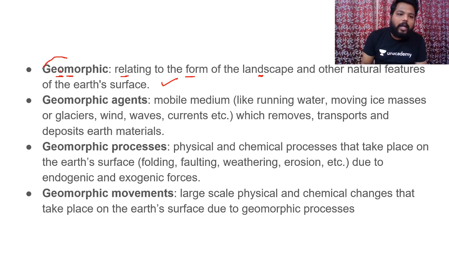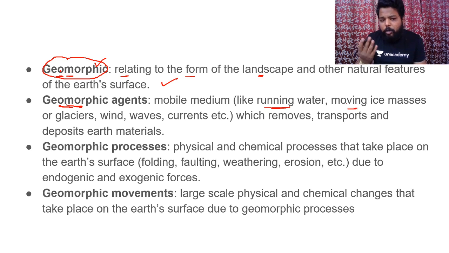So you can explain those particular things on the basis of this particular keyword called geomorphic. Next keyword is geomorphic agents. What are the geomorphic agents? What are the external geomorphic agents? It might be running water, it might be an ice mass moving as a glacier. It might be wind, oceanic waves, or oceanic currents, which remove, transport and deposit the earth material, creating a change in the geomorphic aspect of that region.